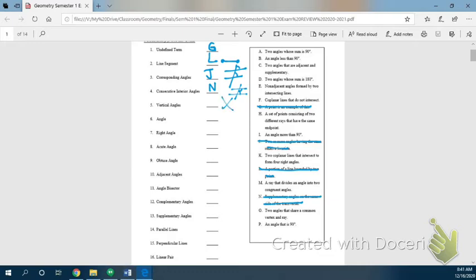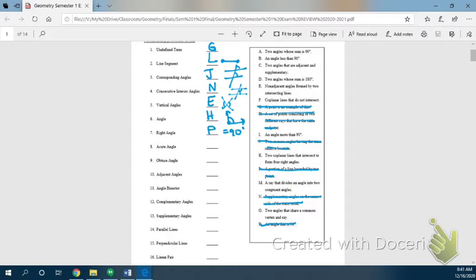Vertical angles are kind of like a bow tie, whenever you have those angles that are congruent. So vertical angles would be E. An angle is when you have two rays that form that angle. So that would be H. A right angle is when it equals 90. I hope you guys know that. That would be P.